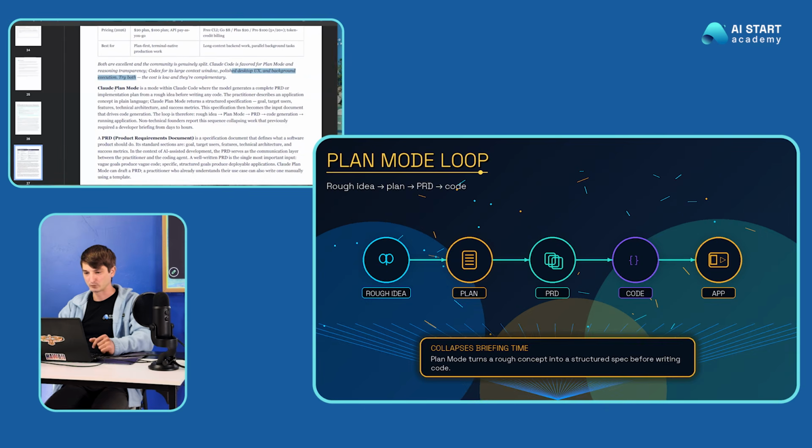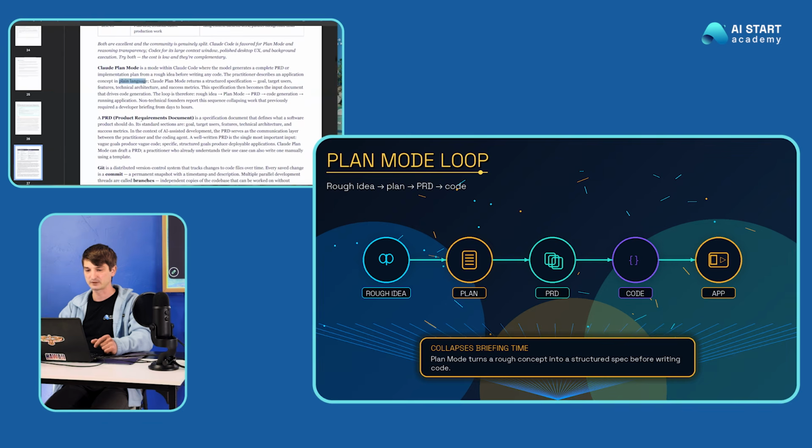Claude Plan Mode is a mode within Claude Code where the model generates a complete PRD or implementation plan from a rough idea before writing any code. The practitioner describes an application concept in plain language. Claude Plan Mode returns a structured specification: goal, target users, features, technical architecture, and success metrics. This specification then becomes the input document that drives code generation. The loop is therefore rough idea, plan mode, PRD, code generation, running application. Non-technical founders report the sequence collapsing work that previously required a developer briefing from days to hours.